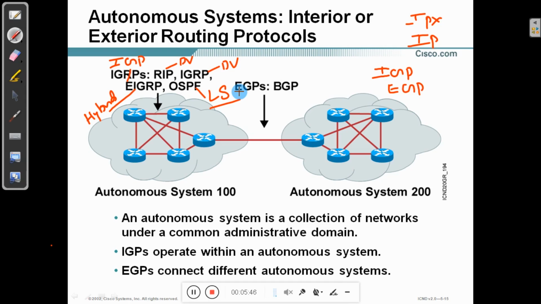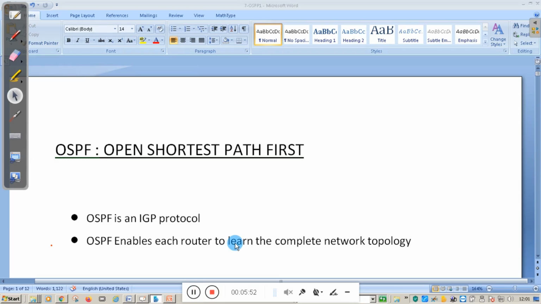With this, we will now proceed to OSPF, Open Shortest Path First protocol. It is openly available to the public, and it is an IGP protocol. OSPF enables each router to learn the complete network topology. In a distance vector routing protocol, the router gets the information from the neighboring router, and based on that it computes the routing table. But in the case of OSPF, each router learns the complete network topology.